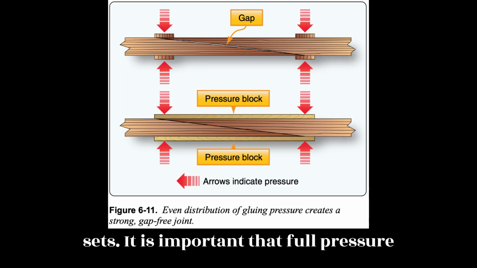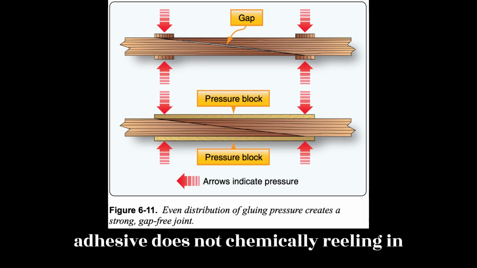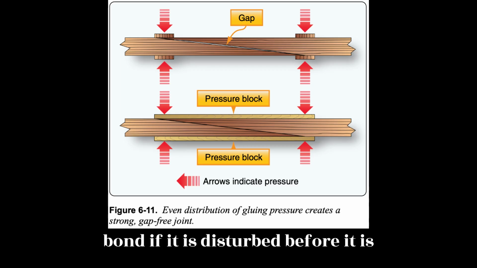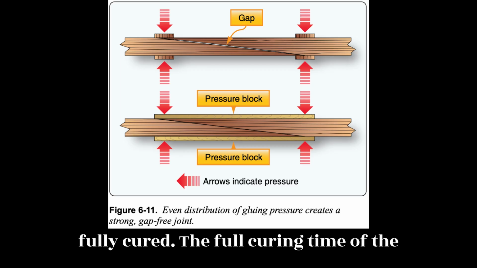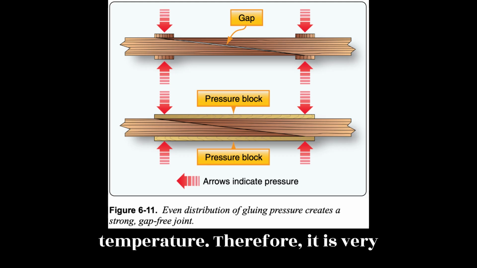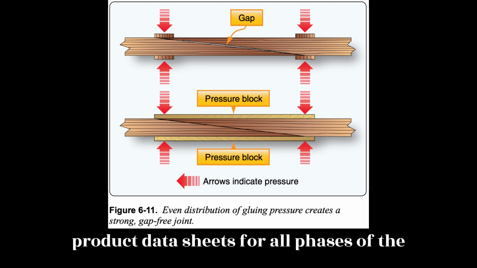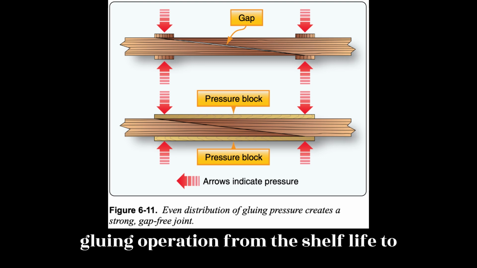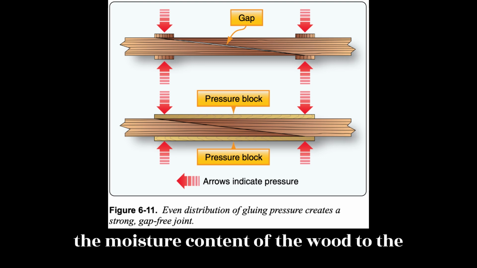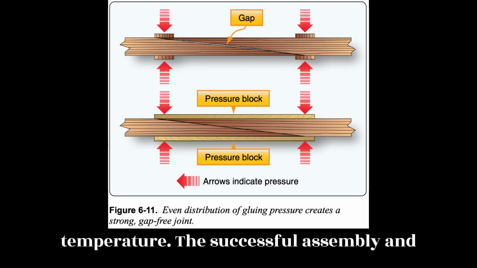It is important that full pressure be maintained on the joint for the entire cure time of the adhesive, because the adhesive does not chemically re-link and bond if it is disturbed before it is fully cured. The full curing time of the adhesive is dependent on the ambient temperature. Therefore, it is very important to follow the manufacturer's product data sheets for all phases of the gluing operation, from the shelf life to the moisture content of the wood to the proper mixing of the adhesive to the application, and especially to the temperature.